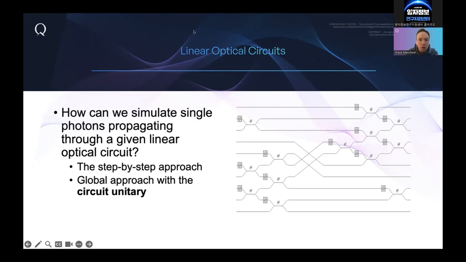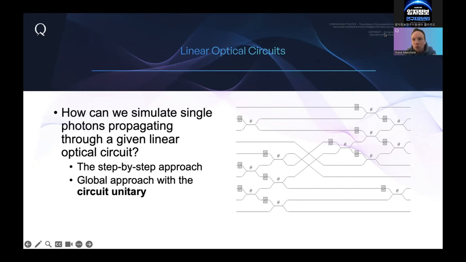So that's just a slightly more complex linear optical circuit. Another thing that you'll note in the middle is that we have some wires that swap over. And then you'll note various things. So there's some sort of symmetry in the diagram as well. But just as a first linear optical circuit, that's a little bit more complex. And so it's interesting now to ask the more general question: how do we simulate single photons propagating through any given linear optical circuit?